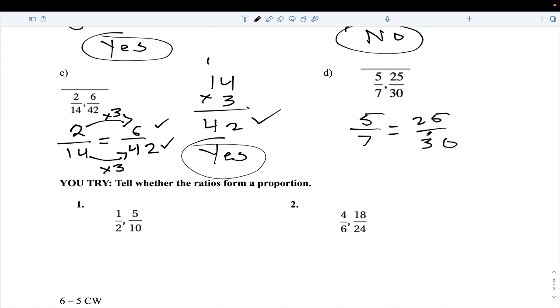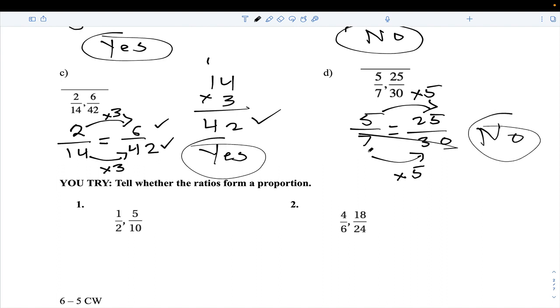What's my first step for this one, Topanga? Try to multiply 5 to get to 25. What would you multiply by? 5 times what is 25? Okay. If you multiply by 5 on the top, you have to do the same on the bottom. Does it work? Nope. Is 7 times 5 30? No. This one is not a proportion because 7 times 5 doesn't equal 35.